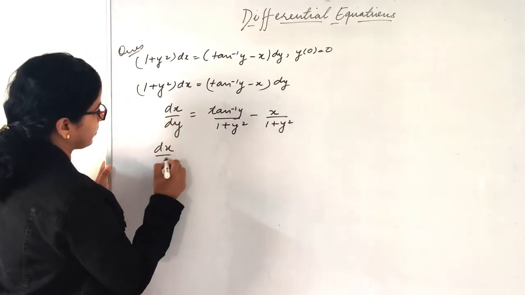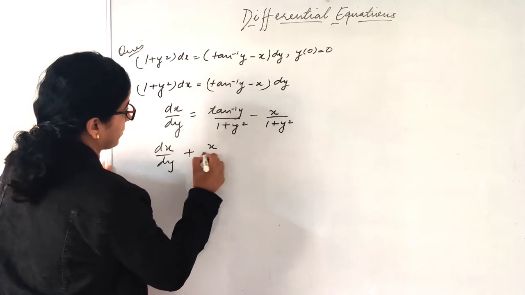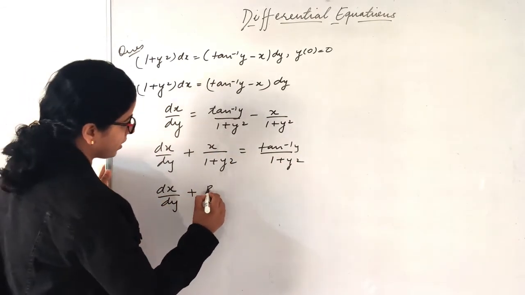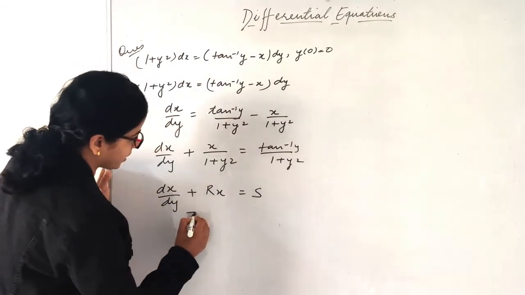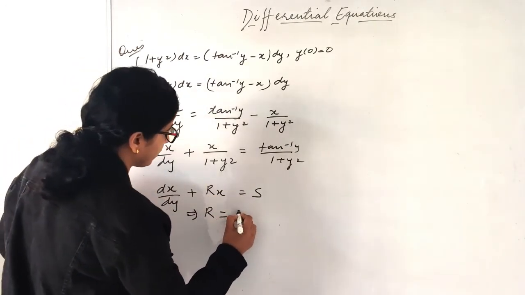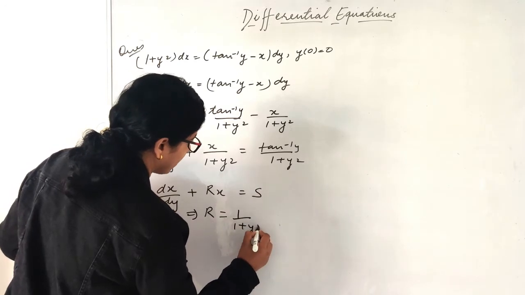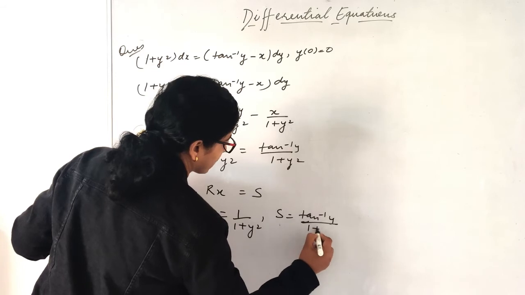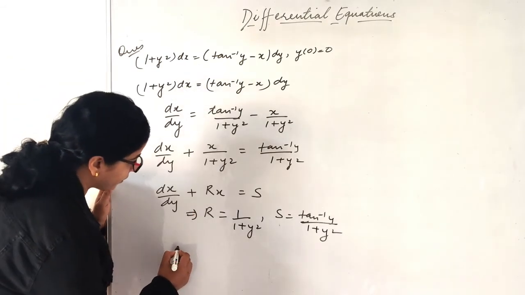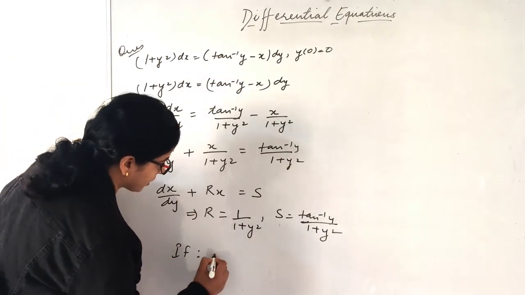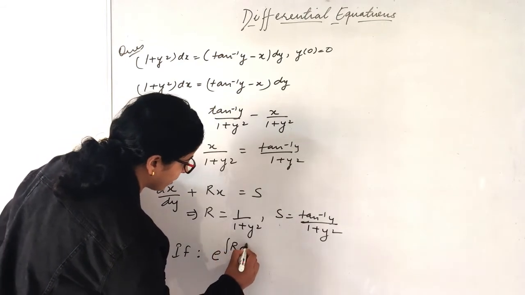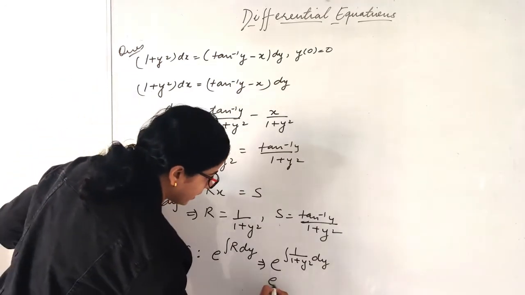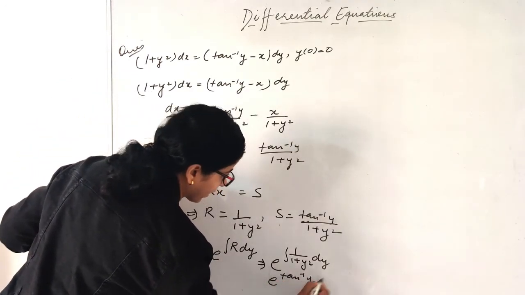Now let us compare with the general form. So what is the general form? dx upon dy plus Rx is equal to S. So this implies R is equal to 1 upon 1 plus y square, and S is tan inverse y upon 1 plus y square. Now we will find the integrating factor. So what is that? e to the power integration R dy. Substitute the value of R. Okay, so we are getting e to the power tan inverse y.